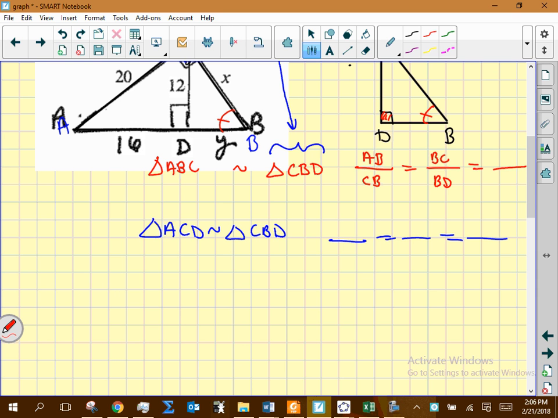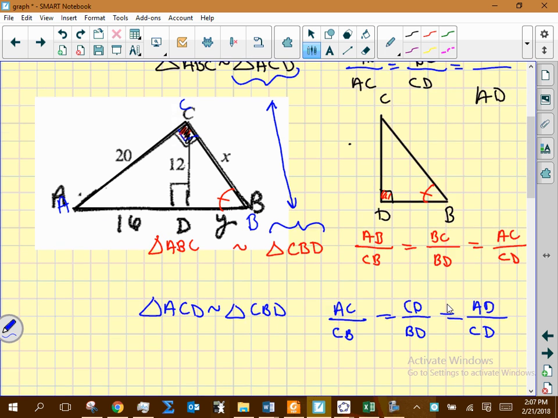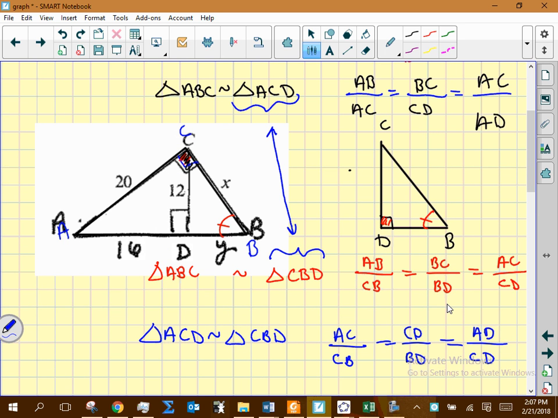And we should have then AC with CB, CD. And in the blue ones, we should have AC, CB, CD should go with BD. And then AD will finish with CBD, CD. Okay? So here's the thing. We got those 9 ratios essentially.